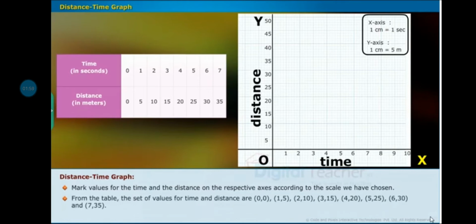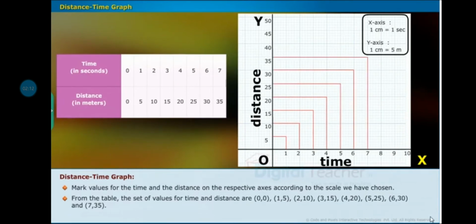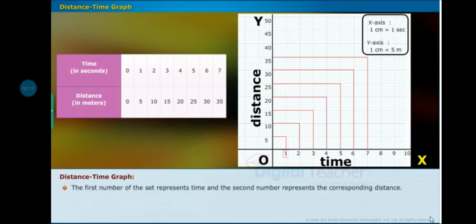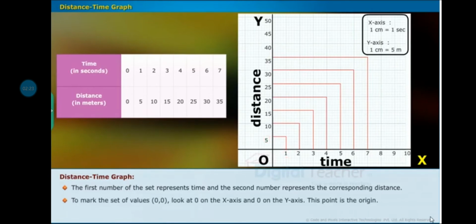From the table, the sets of values for time and distance are 0, 0; 1, 5; 2, 10; 3, 15; 4, 20; 5, 25; 6, 30 and 7, 35. The first number of the set represents time and the second number represents the corresponding distance. To mark the set of values 0, 0, look at 0 on the x-axis and 0 on the y-axis. This point is the origin.